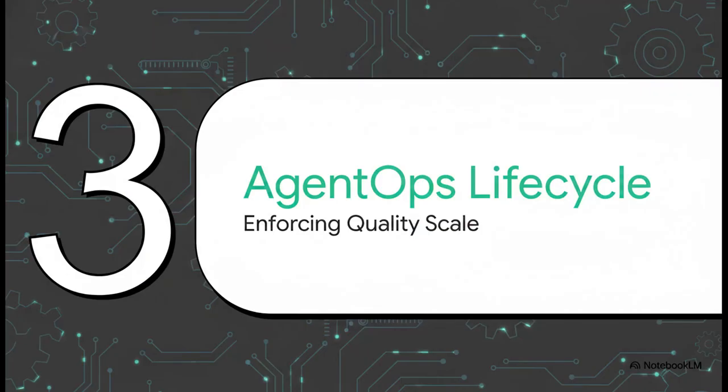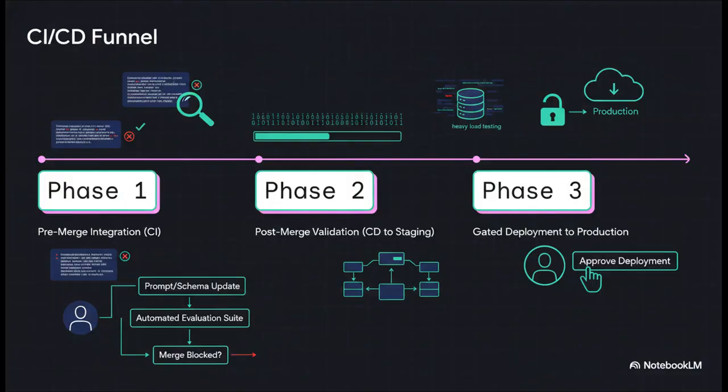That perfectly sets up Section 3, the automated agent ops lifecycle. So how do we actually enforce that quality gate at scale? Well, we build the factory floor using a rigorous continuous integration and continuous deployment pipeline. Step 1 is pre-merge integration.